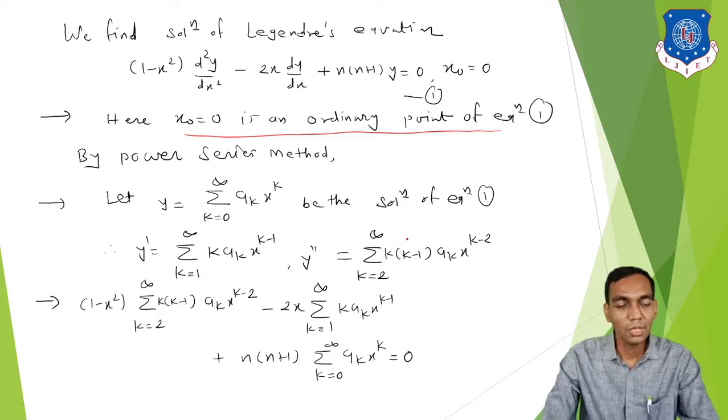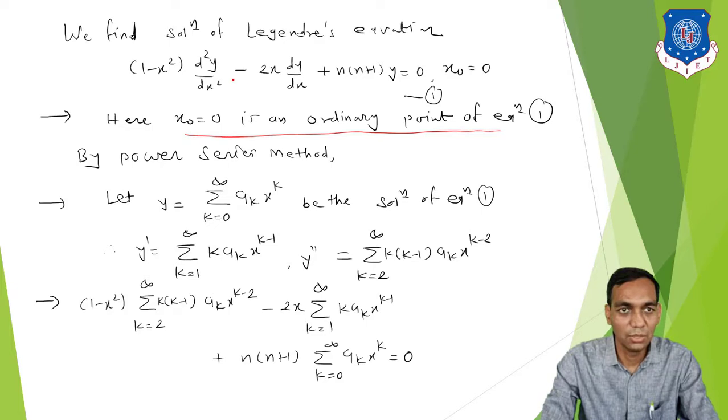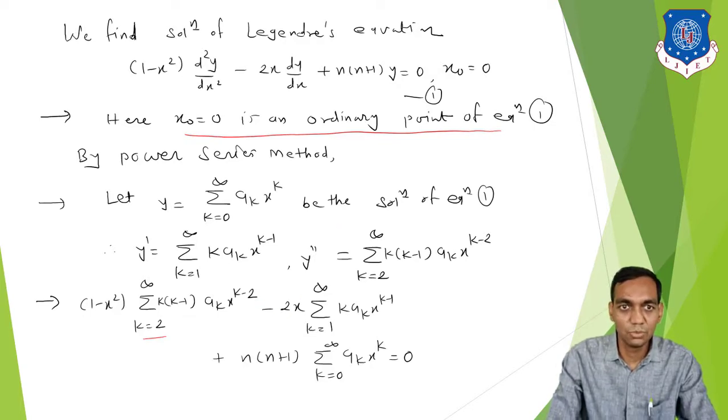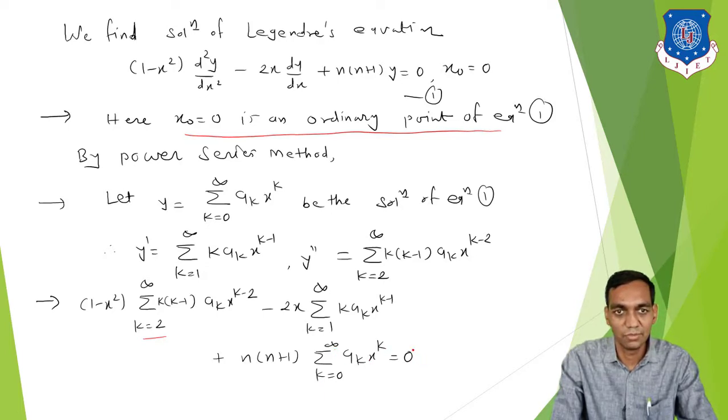Now, if you put these values in equation 1, you will get (1 minus x squared) into sigma k running from 2 to infinity k(k minus 1) ak x raised to k minus 2, minus 2x into sigma k running from 1 to infinity k ak x raised to k minus 1, plus n(n plus 1) sigma k running from 0 to infinity ak x raised to k, is equal to 0.